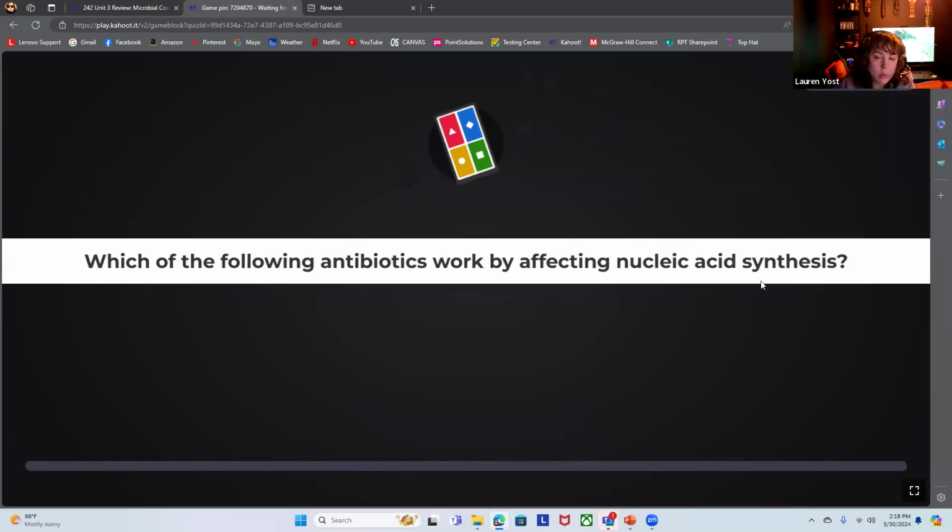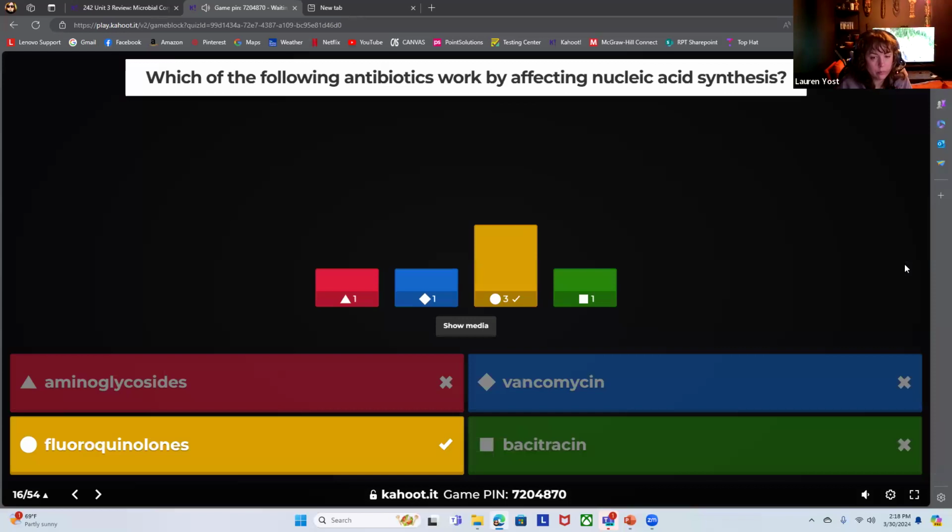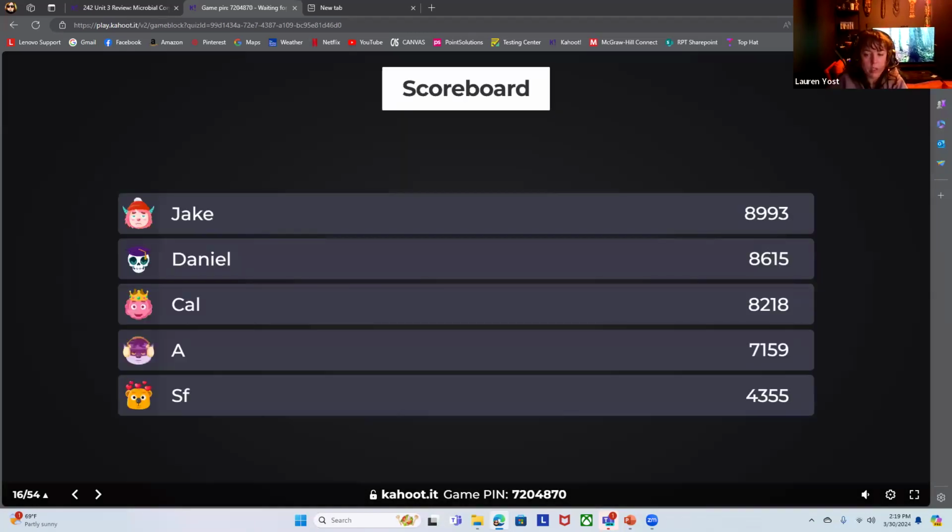So, which of the following antibiotics work by affecting nucleic acid synthesis? Okay, so yep, the fluoroquinolones, as we're tracking along with this, those are the ones that are going to affect nucleic acid synthesis. The aminoglycosides above it, those are protein. Vancomycin affects cell wall, but that wasn't one that you had to know necessarily. So does bacitracin. Again, another one you don't have to know, but you do have to know fluoroquinolones. So that's how you rule out those other two.